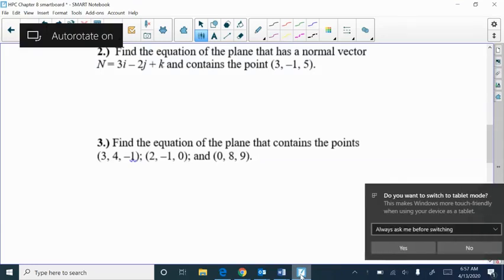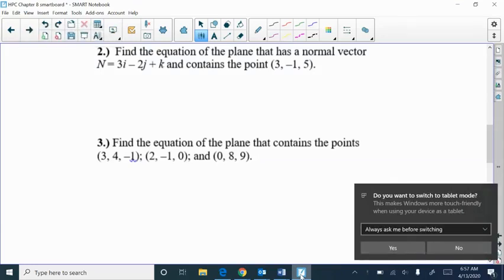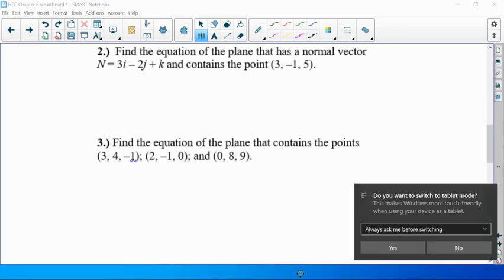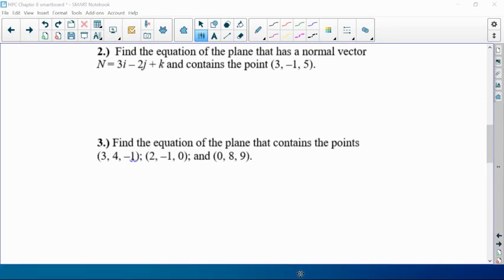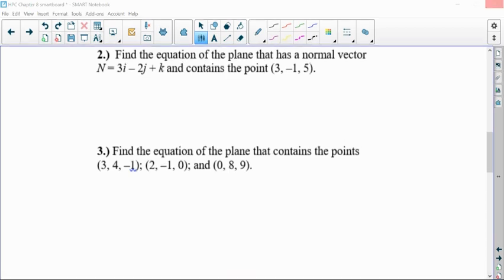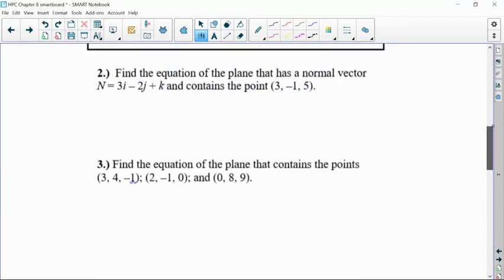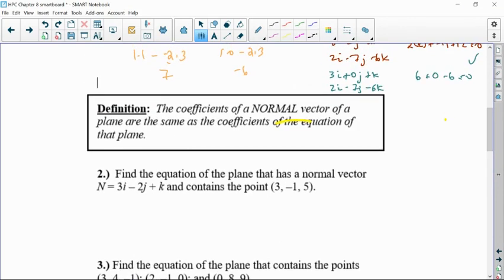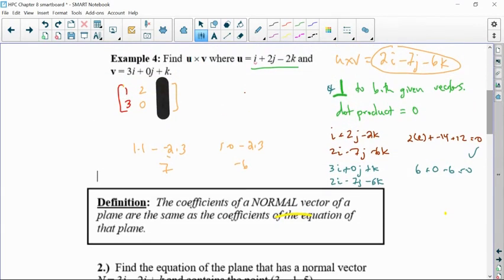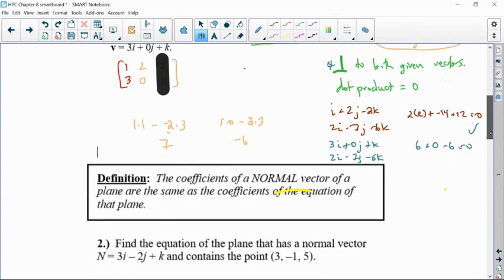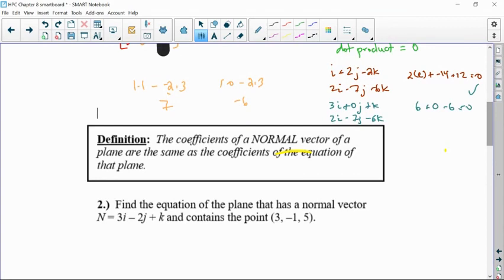Okay, so I want to keep looking at 3D vectors and some applications of the cross product. Another application of a cross product, besides being a vector that's perpendicular to two given vectors, is that it helps us define an equation of a plane. And the equation of the plane is based on a perpendicular vector called a normal vector.